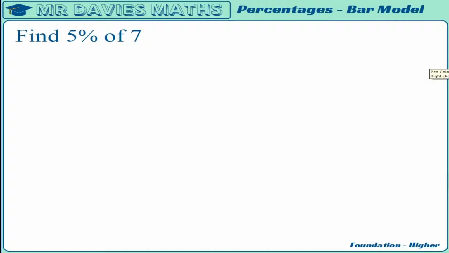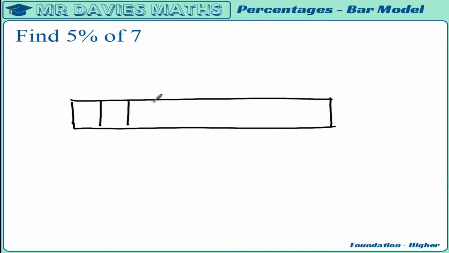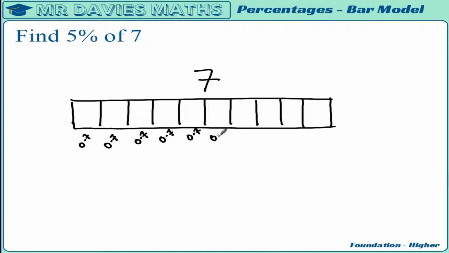5% of 7. Okay, so I need my full bar. 1, 2, 3, 4, 5, 6, 7, 8, 9. I've got 7 this time. So in each box there should be, remember this was £7, £7 shared into 10 boxes would be 70p. So I'm going to put 0.7 in each box. Okay, now to get 5%, I don't even need a full box. I just need half of the first box.